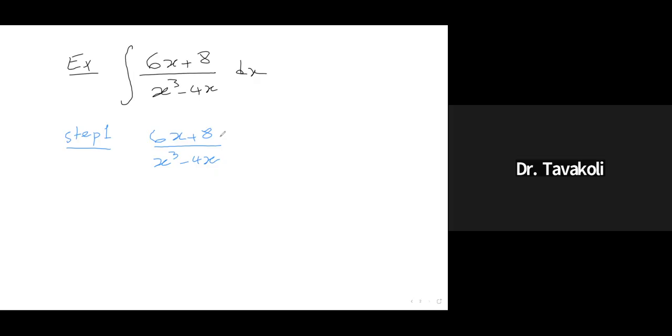We break this down into some fractions, but the denominators of those fractions are the factors of this denominator. So you know that this x cubed minus 4x, if I fully factor this, so first of all, x is in common, I can factor that out, x times x squared minus 4, and x squared minus 4 can be factored as x plus 2 times x minus 2.